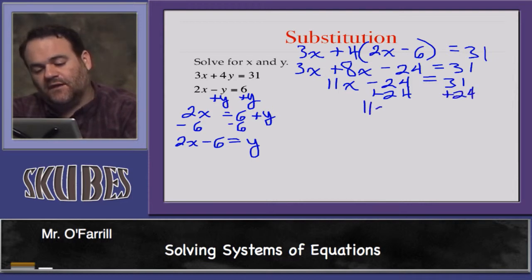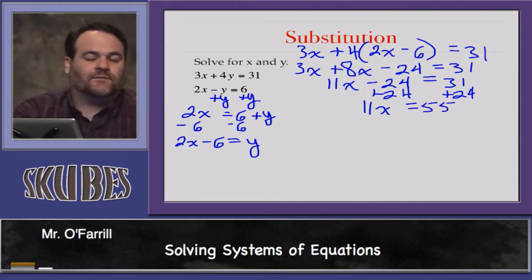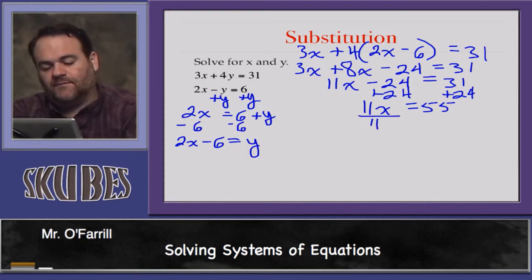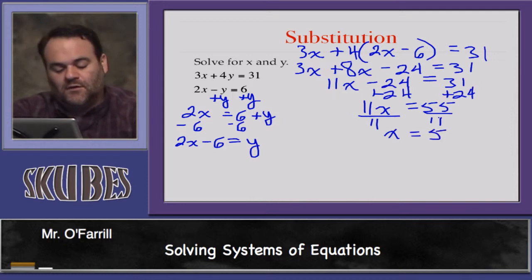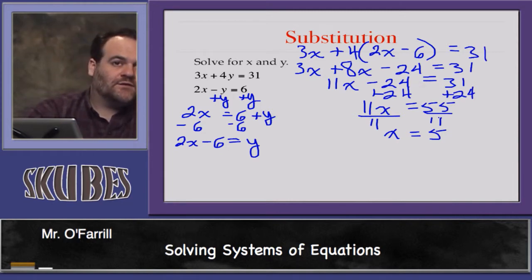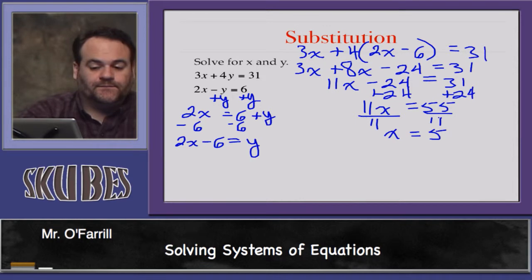And we get 11x equals 55. When you divide both sides by 11, we find that x equals a positive 5. So we have one of our two answers for our ordered pair.